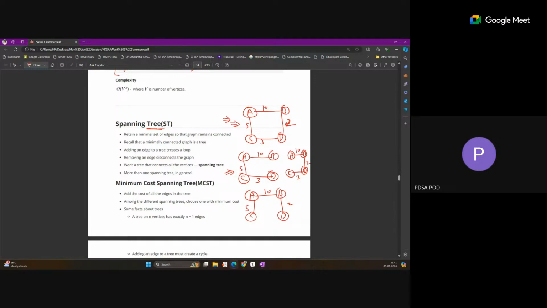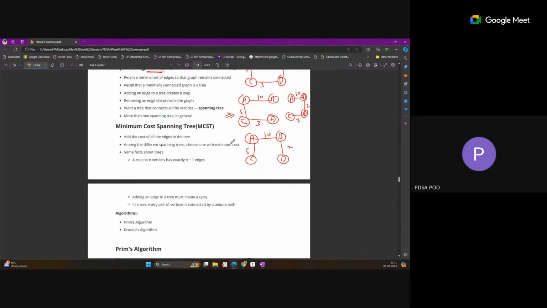So you can see we have the different weights also in each spanning tree. So all of these will be considered spanning trees. Now we are interested in the minimum cost spanning tree. So the cost here, after converting the graph into a spanning tree, is the sum of all the weights of the spanning tree edges, and that total cost should be minimum in our spanning tree. That tree is called a minimum cost spanning tree.